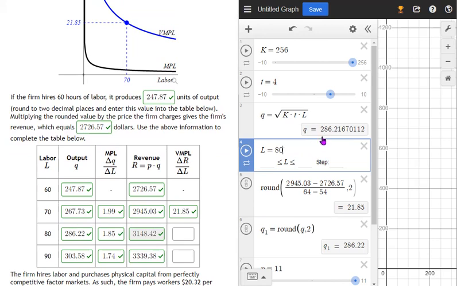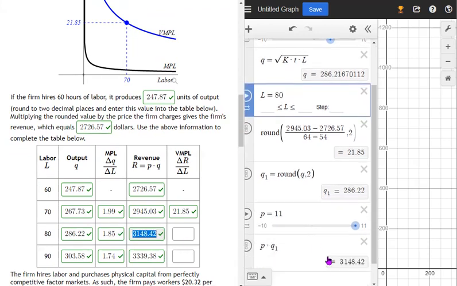When we increase labor demand to 80, our output is 286.22. Our revenue is $3,148.42.